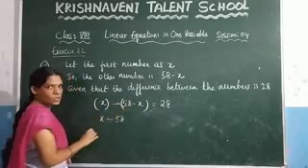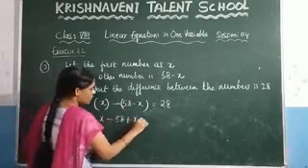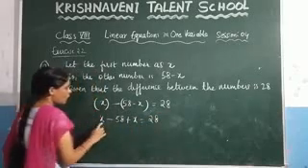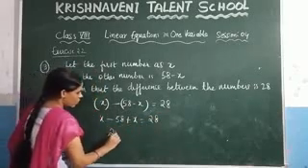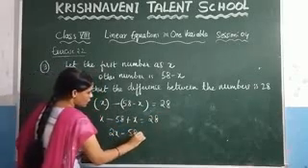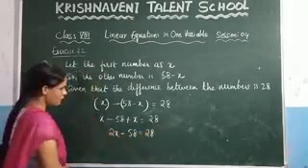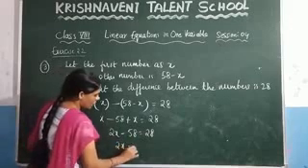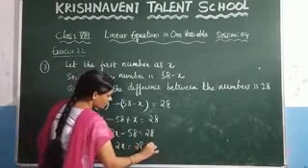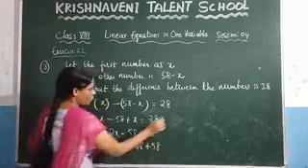What is the value of minus into minus, which is plus x, is equal to 28. Now add x plus x, which is nothing but 2x minus 58 is equal to 28. Now take this minus 58 to the right hand side. What will it become? It will become plus 58.